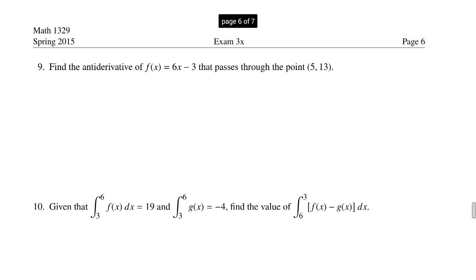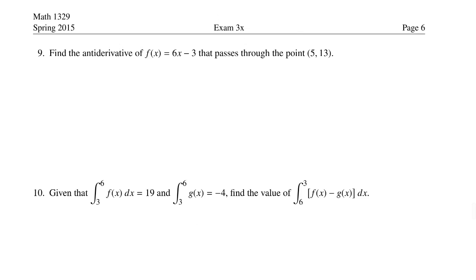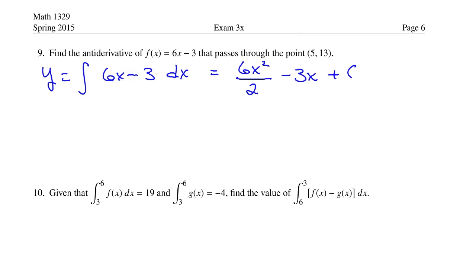Let's look at question number 9. Find the antiderivative of f of x is equal to 6x minus 3 that passes through the point (5, 13). So to find the antiderivative, we take the integral of 6x minus 3, and that would be 6x squared over 2 minus 3x plus c, which is 3x squared minus 3x plus c.